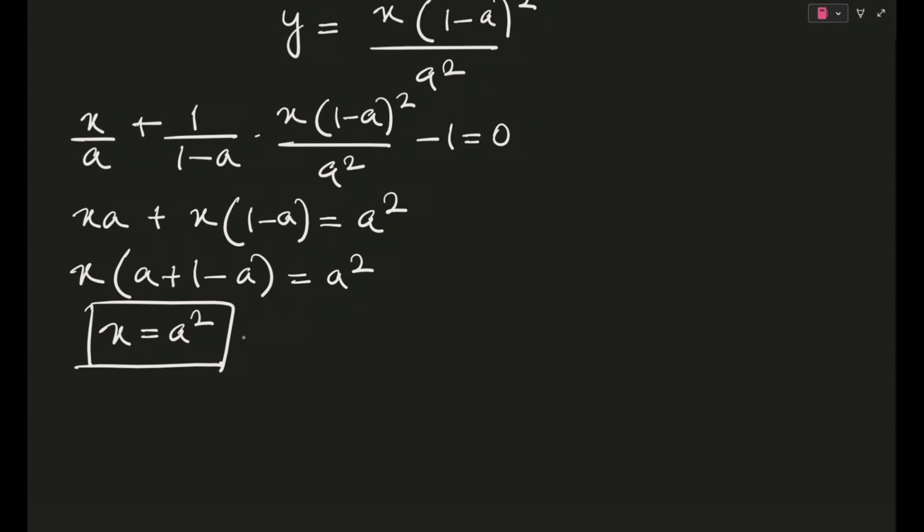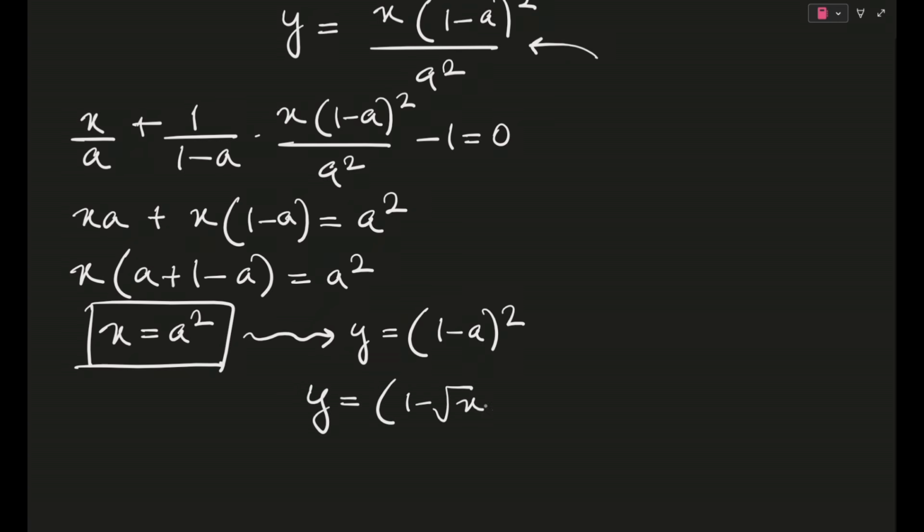Okay, so from here actually, if we put x equal to a square in this particular thing, then we will get your y as 1 minus a square. So actually we have a point. This is the general point on the curve, right? X equal to a square and y equal to 1 minus a whole square. So if you right now just eliminate the parameter, it's pretty easy. So y actually comes out to be equal to 1 minus root x whole square.